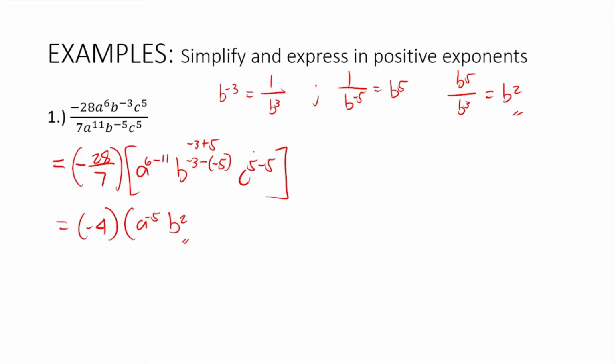And c raised to the power of 0, I mean, any number raised to the power of 0, as long as the number is non-zero, that would be 1, okay? So we have 1 here, all right? Then, again, we are required to express them in positive exponents. So we now have negative 4 times b squared, and then divided by a raised to the power of 5. Okay?